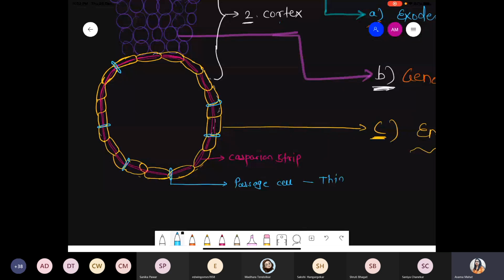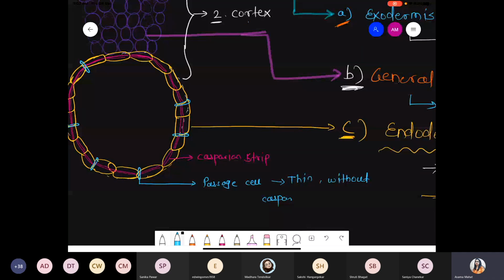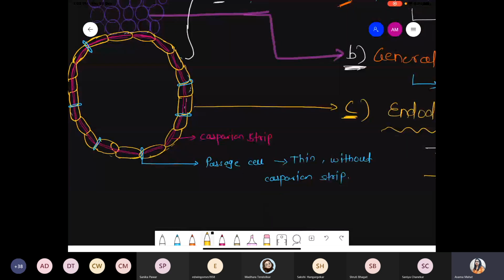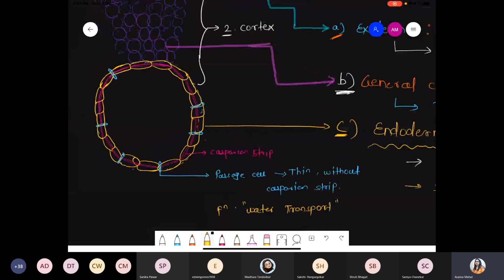Passage cells are basically thin cells, and the most important thing is that they are without suberin and without Casparian strips. So obviously, if Casparian strips are absent, the deposition of suberin material is also absent. The major function of such passage cells is that they are responsible for water transport, which is coming from the outer side. They have only one job: whatever water comes through the general cortex, they should transfer inside the vascular bundle.